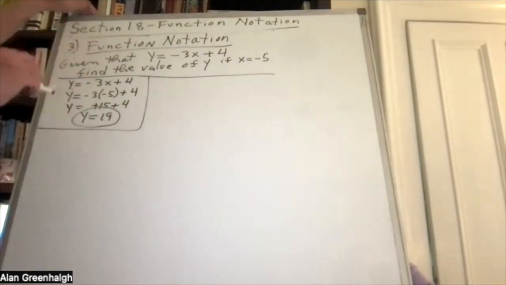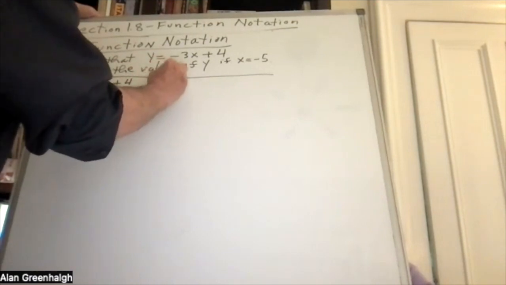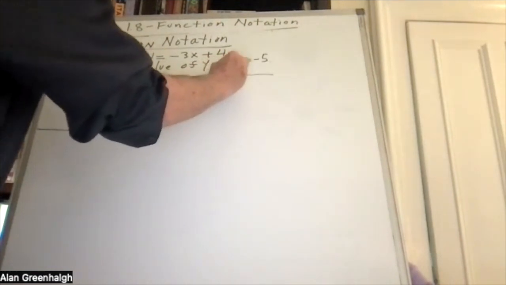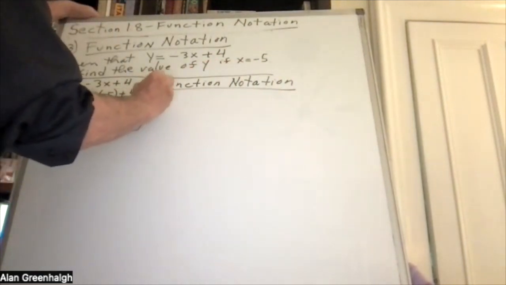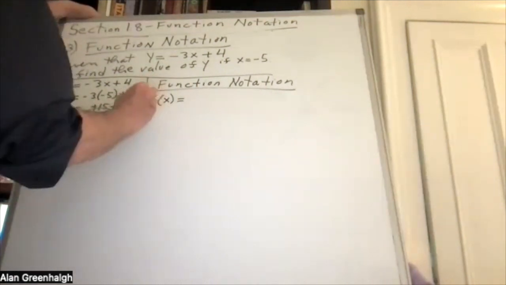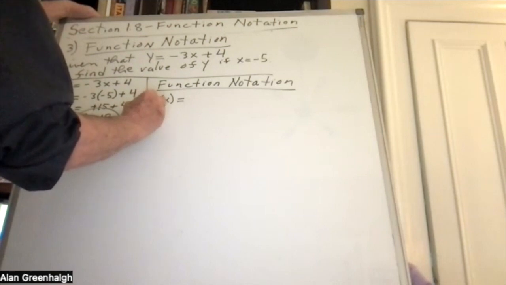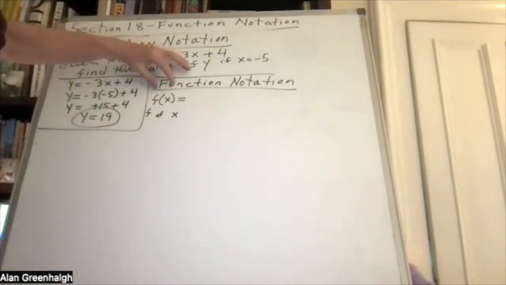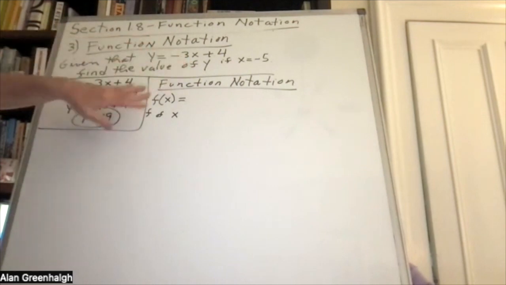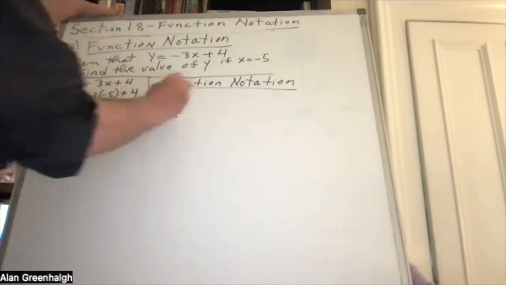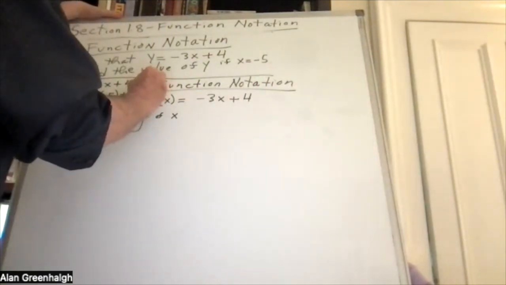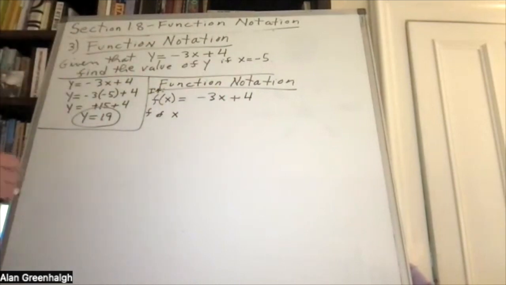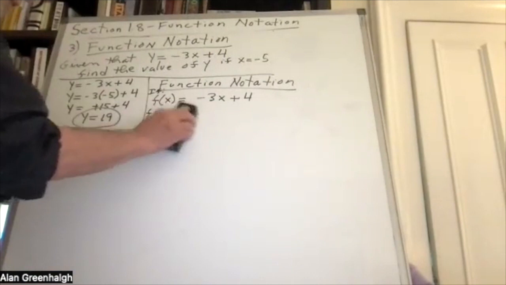Function notation. This is how this could be written in function notation. f of x. This is read, f of x. It's not fx, it's not f times x. This is how it's spoken. f of x. f of x is equal to -3x plus 4. If this is true, if f of x is equal to -3x plus 4, let me just get this away for a moment.